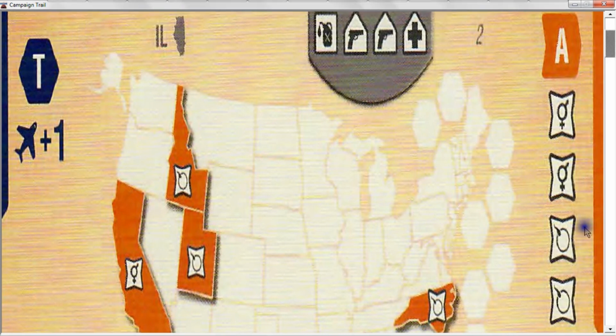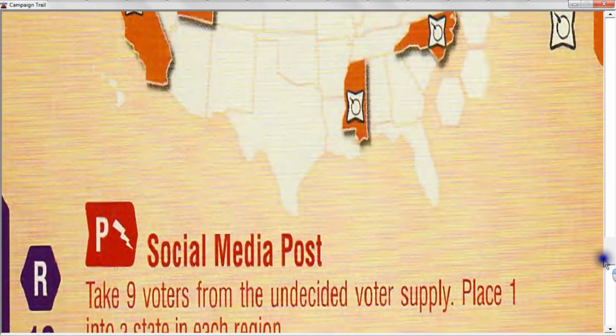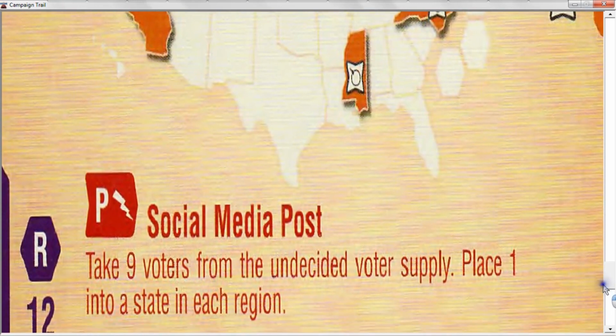And/or I could spend $20 million to advertise on reproductive rights, or $40 million to advertise twice on reproductive rights. When you advertise, you place 1 voter from your registered supply in each one of the states that focuses on the particular issue at hand. Finally, I could use this card to perform a politic action. Politic actions are described along the bottom edge.